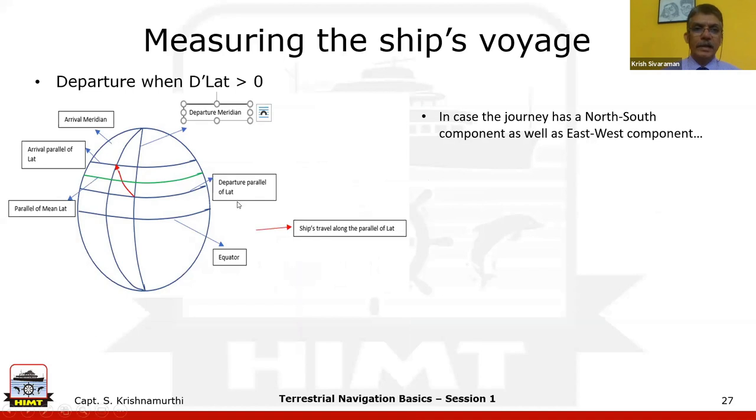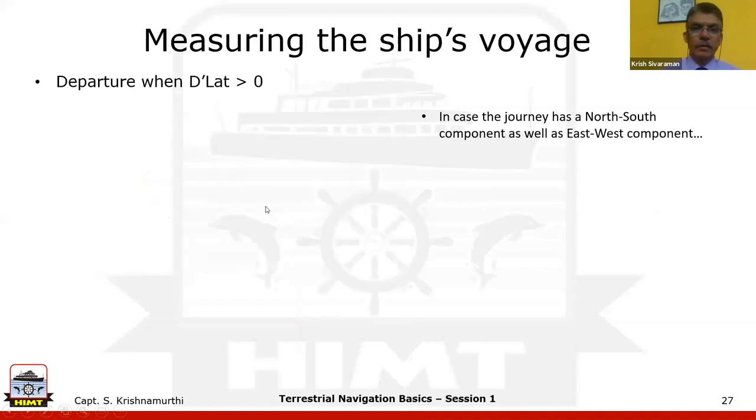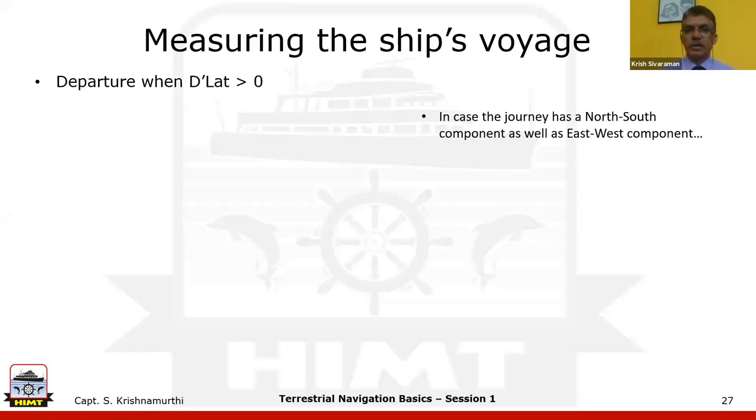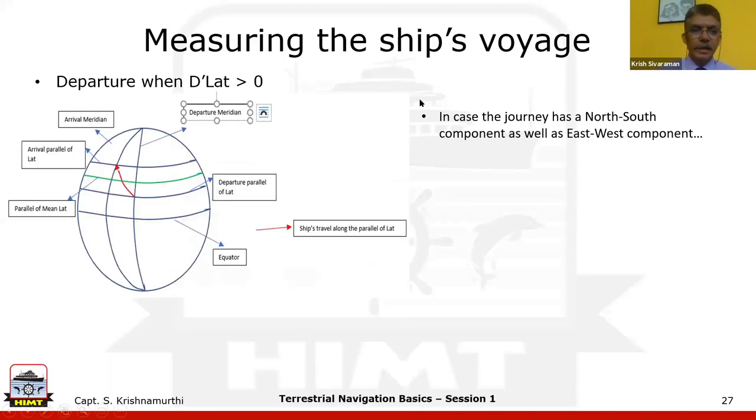Now, when D-lat is greater than zero, that means we are now moving across parallels of latitude. What do we do in this case? Suppose the journey has both a north-south component as well as an east-west component. Like in this case, the ship is traveling from this parallel of latitude to that parallel of latitude. It has a D-lat, which is very easy to find out because this D-lat and this D-lat are the same. However, this departure is higher than this departure.